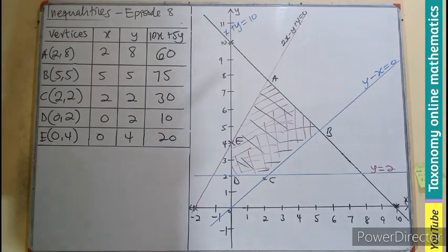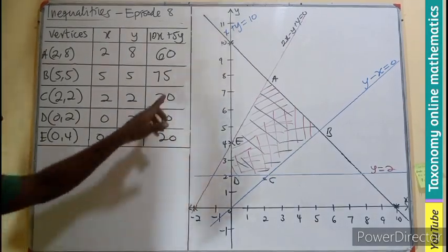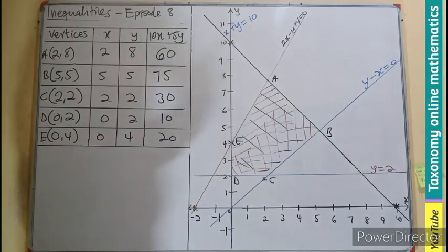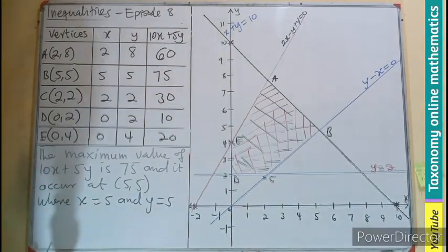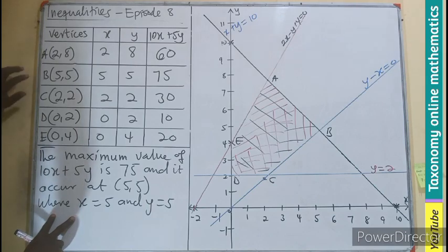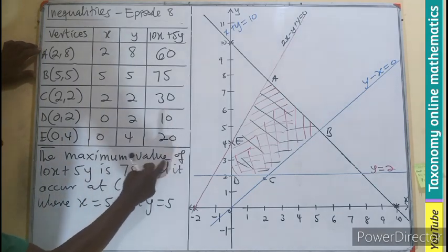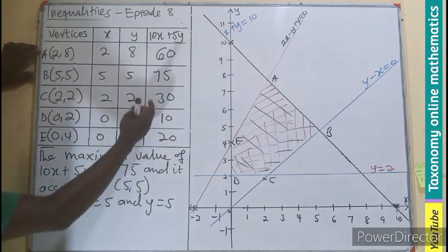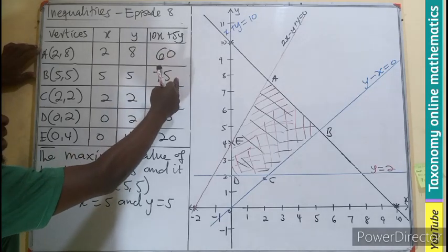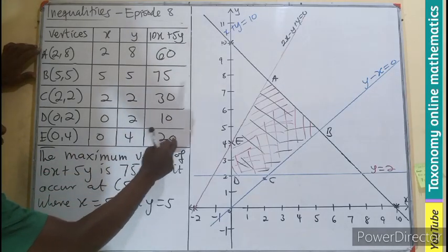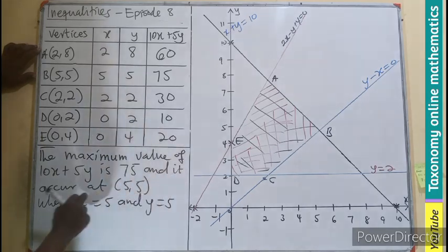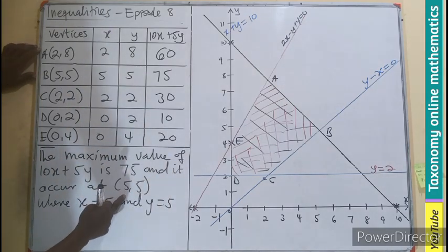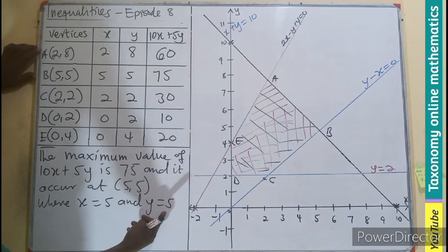So you can easily tell where the maximum is. This is the maximum. So from here, we can say that the maximum value of 10x plus 5y is 75. You can see it here: 60, 75, 30, 10, 20. That's the maximum. And that occurs at the point (5, 5), where x is 5, y is 5.